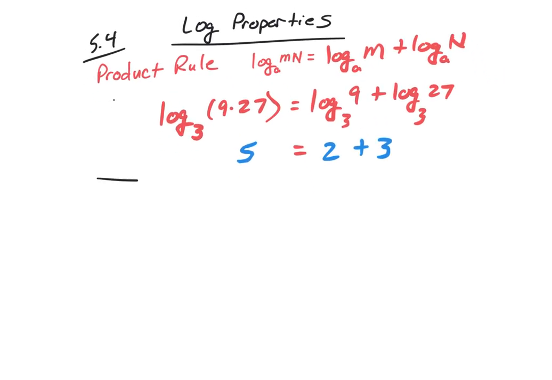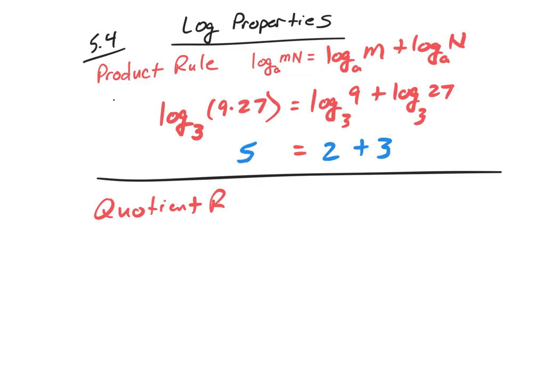The second one is what we call the quotient rule, and it's really just the opposite of what we just did.